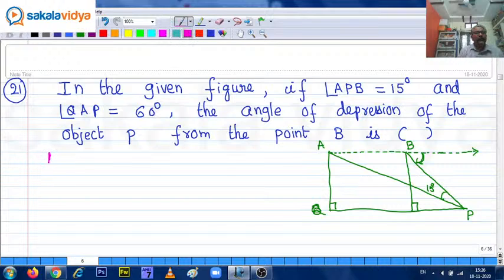First option A is 15 degrees. B is 30 degrees. C is 45. D is 60.